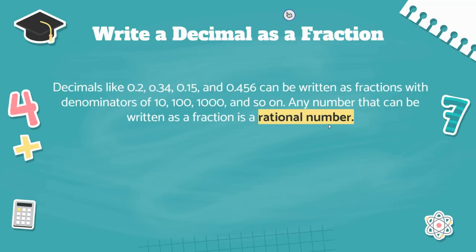So when you write a decimal as a fraction, decimals like 2/10, 34 hundredths, 15 hundredths, and 456 thousandths can be written as fractions with the denominators of 10, 100, 1,000, and so on and so on. Any number that can be written as a fraction is a rational number. Yes, you need to write this down. It's only 2 sentences.